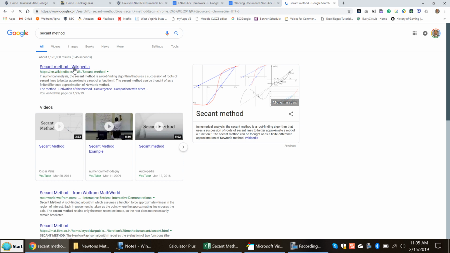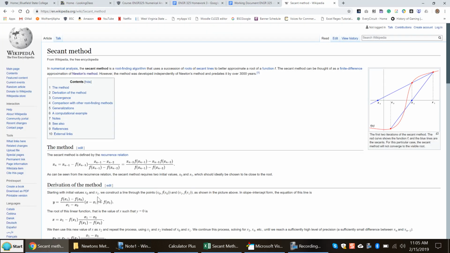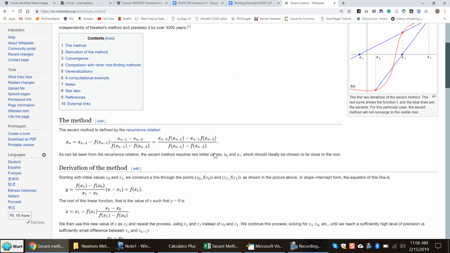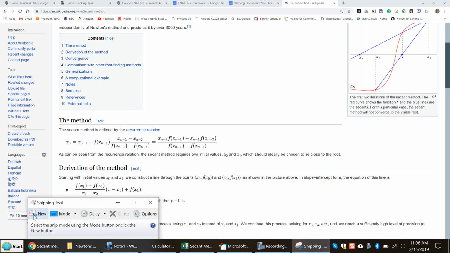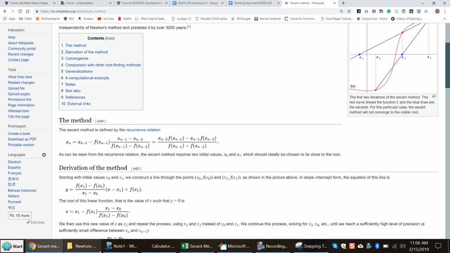So let me bring this up. Just doesn't seem like this is quite zoomed in. Okay, so some of you had some questions, and I know the secant method looks confusing, but it turns out the secant method is actually easier than Newton's method. So just look at this point right here. This equation right here, this is the secant method.